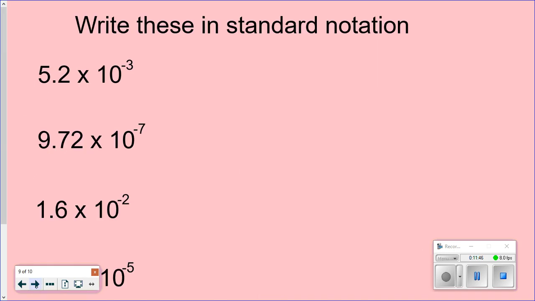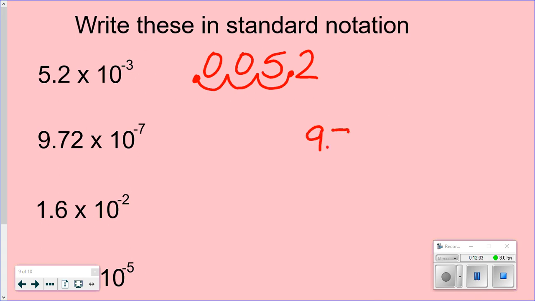All right, so here's some other ones. We're going to write these in standard notation. It's about the same thing, so let's write 5.2. Now, if it says times 10 to the negative third, you're going to take your decimal and you're going to move it 3 to the left. 1, 2, 3. There you go. There's your number. Same thing here, 9.72, and we're going to take that times 10 to the negative 7, so we're going to move 7 to the left. 1, 2, 3, 4, 5, 6, 7. There's my decimal. I'm going to fill in my zeros.